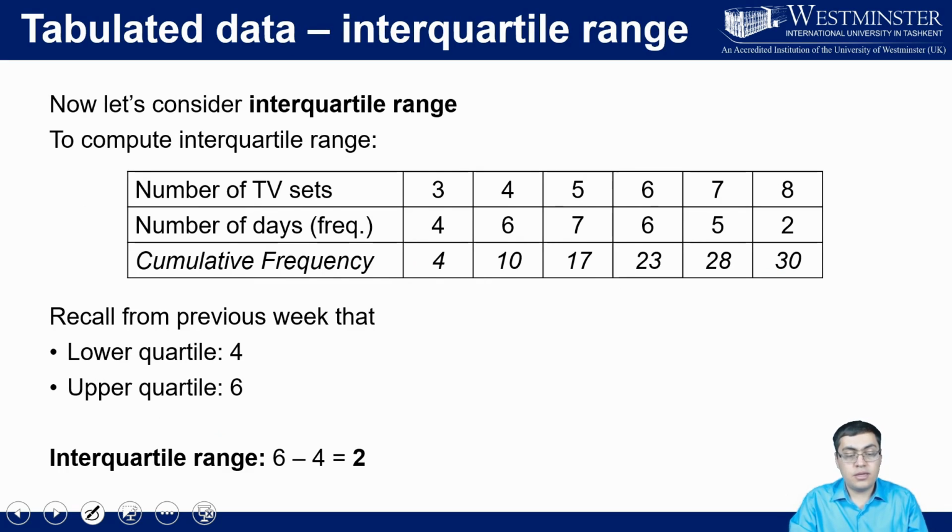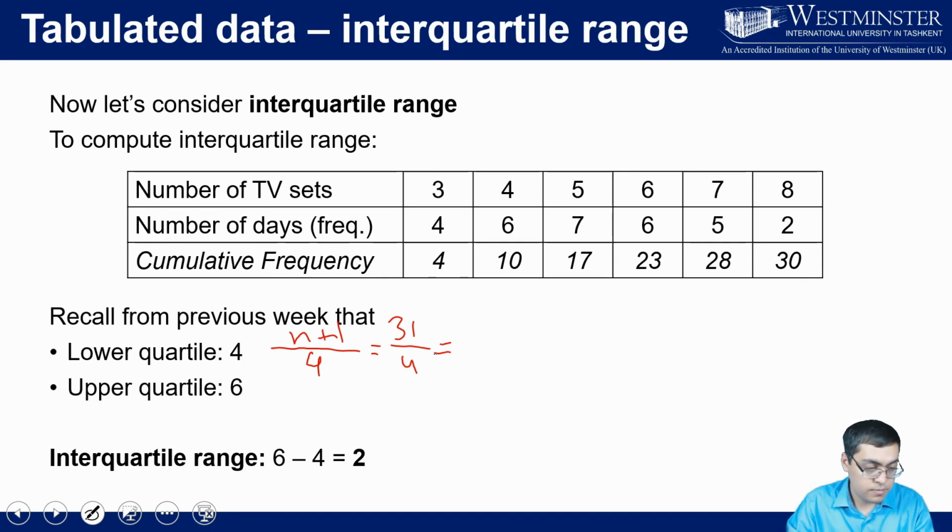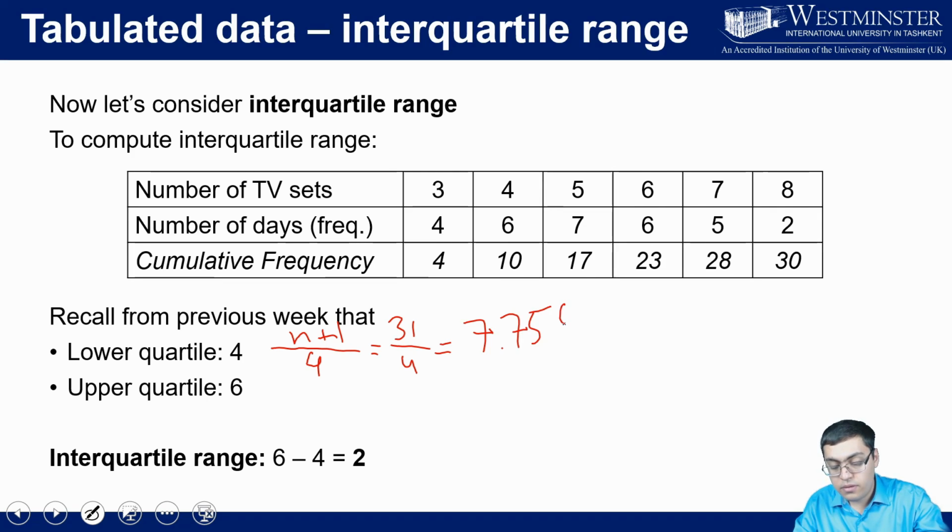Now let's look at the interquartile range. Again, the interquartile range is basically the range between the lower quartile and the upper quartile. So recall from the previous week that our lower quartile in this instance was 4. We take n plus 1 divided by 4, which gives 31 divided by 4, the 7.75th value. So we could take that to be the 8th value. Our eighth value is within this group over here, so that's going to be 4.